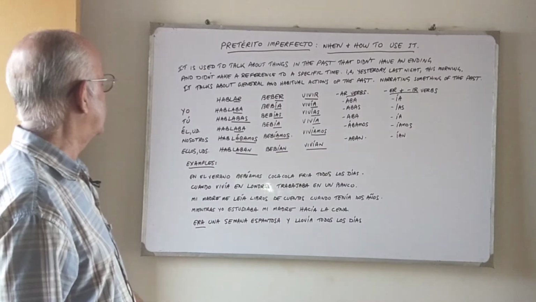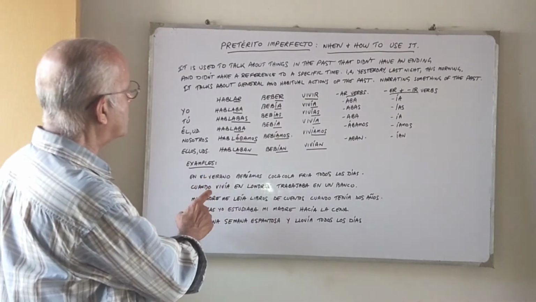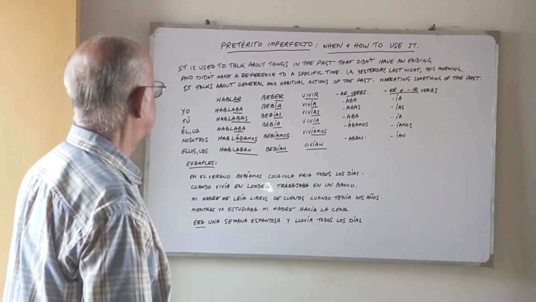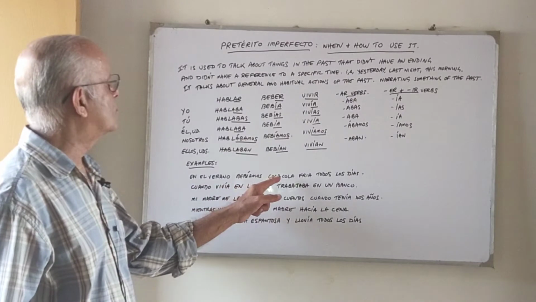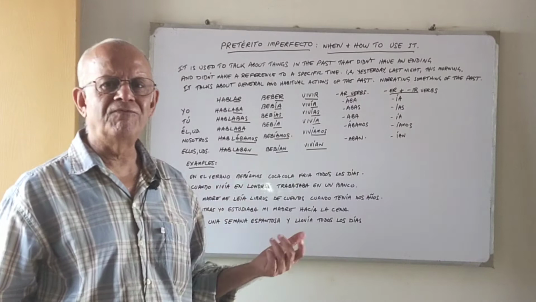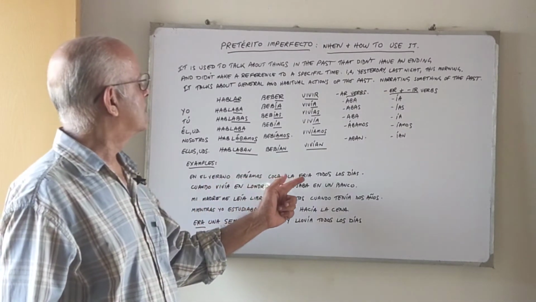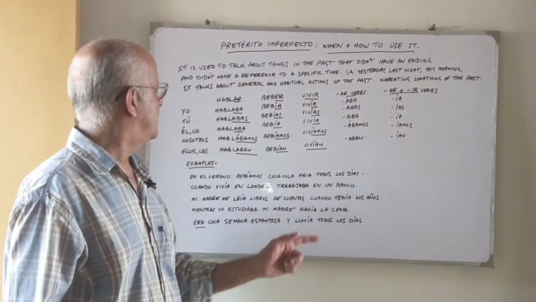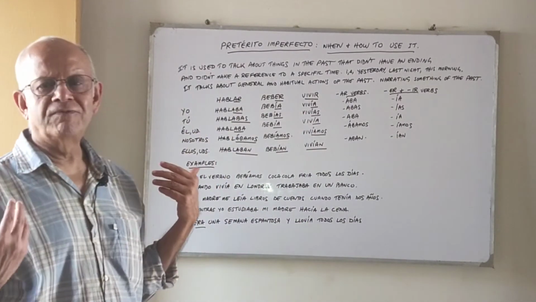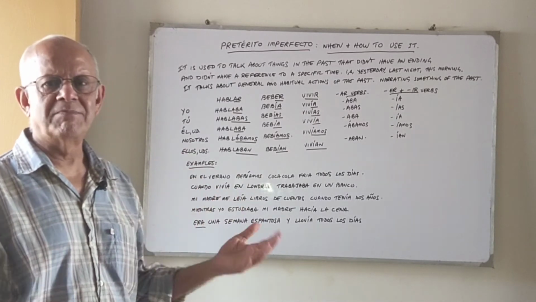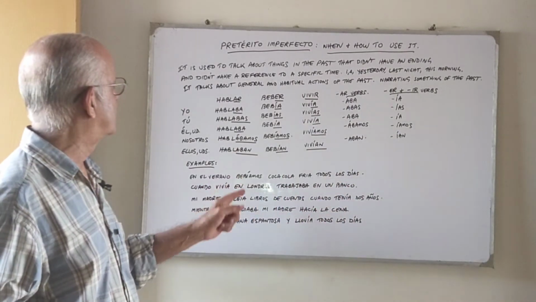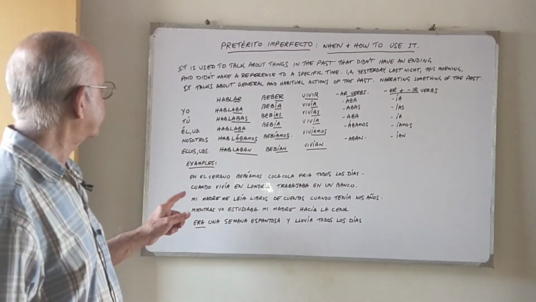Some examples. En el verano bebíamos Coca-Cola fría todos los días. In summer we would drink, or we used to drink, cold Coca-Cola every day. Now we are referring to an event of the past, the event in summer. Summer is a long period, it doesn't specify a certain day or time. So we are using this tense. En el verano bebíamos.